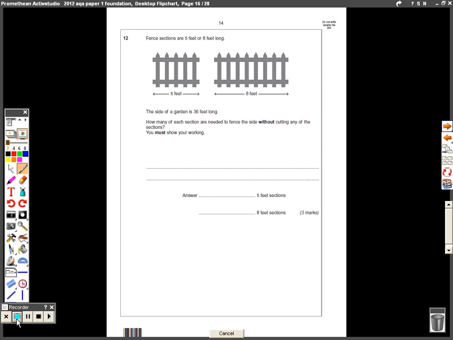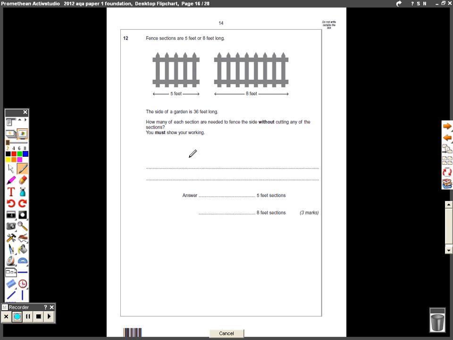Question 12. Fence sections are 5 feet or 8 feet long. 5 foot and 8 feet. The side of a garden is 36 feet long. How many of each section are needed to fence the side without cutting any of the sections? You must show your working. So there are 3 marks. We need to write down some working for it.